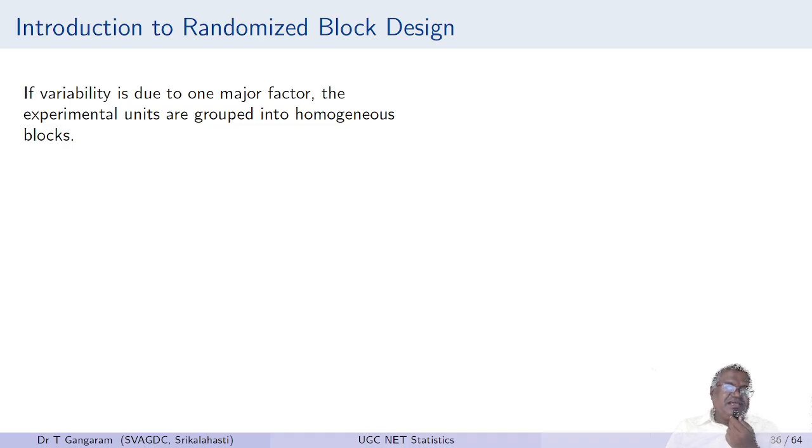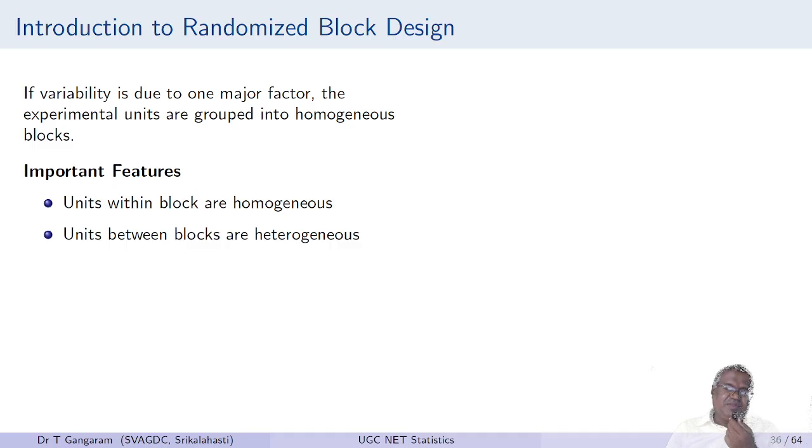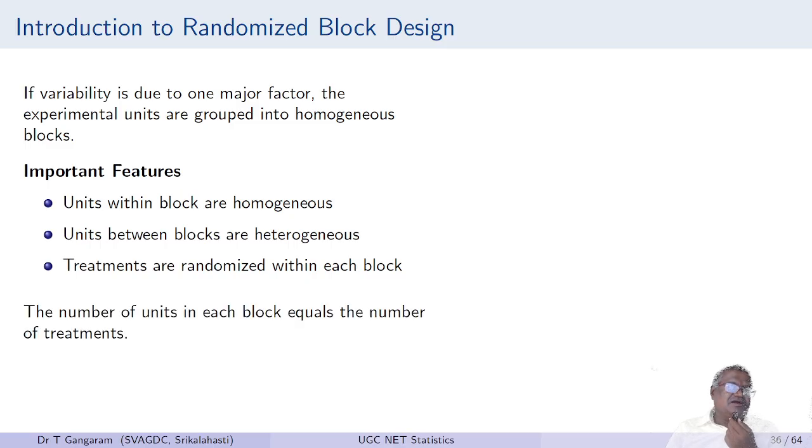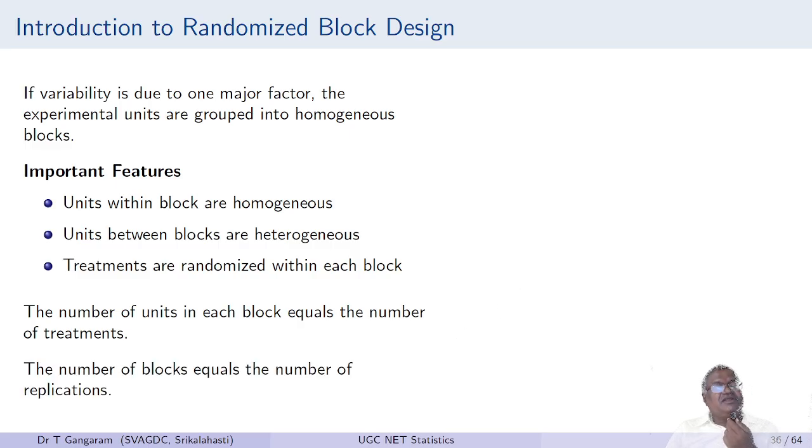If the variability is due to one major factor, the experimental units are grouped into homogeneous blocks. The important features of RBD are: units within blocks are homogeneous, between blocks are heterogeneous, treatments are randomized within each block. The number of units in each block is equal to the number of treatments. Here the restriction enters. Number of blocks is equal to the number of replications.